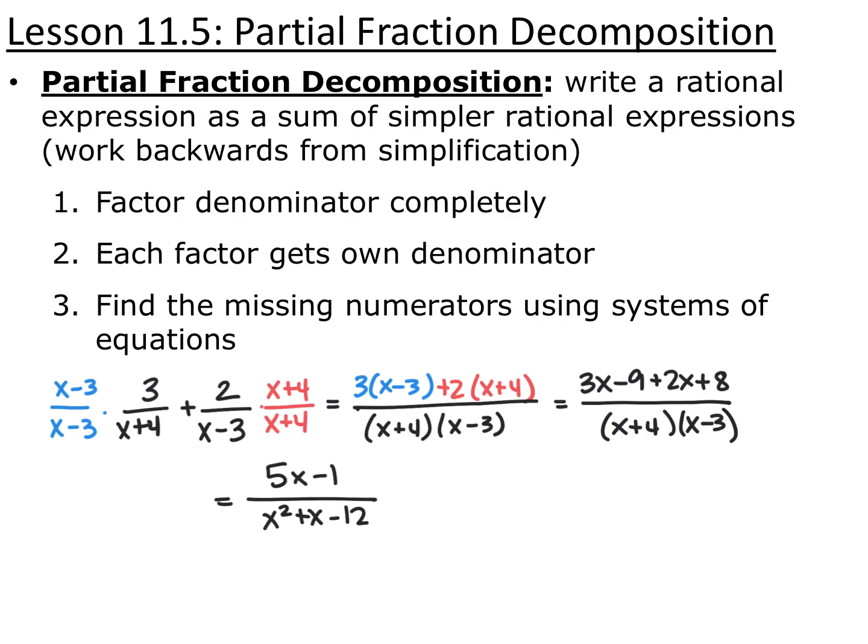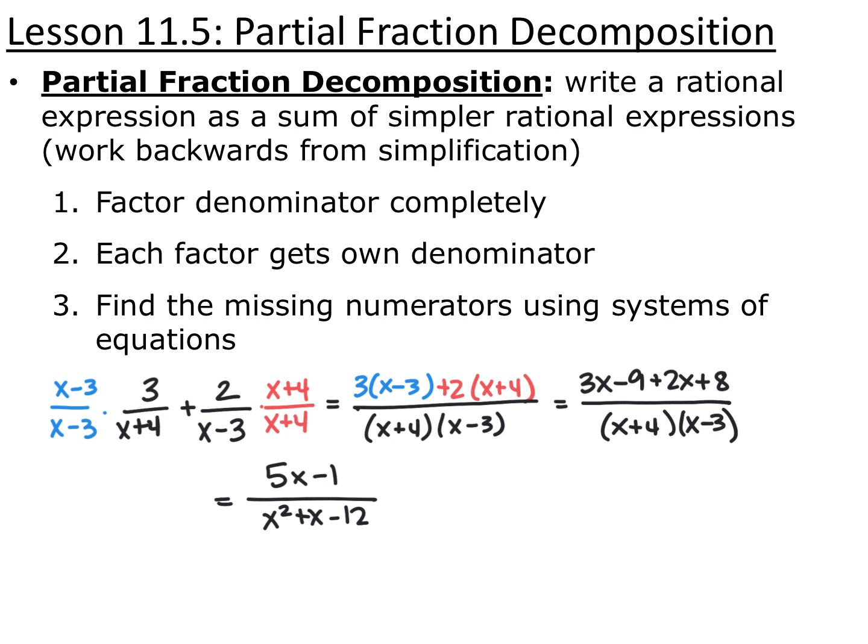Lesson 11.5 is partial fraction decomposition. Partial fraction decomposition is writing a rational expression as a sum of simpler rational expressions, essentially working backwards from simplification. The way that we do that is we start with whatever our rational expression is and we factor the denominator completely. Each factor in the denominator gets its own denominator rational expression, and then we have to find our missing numerators using systems of equations.